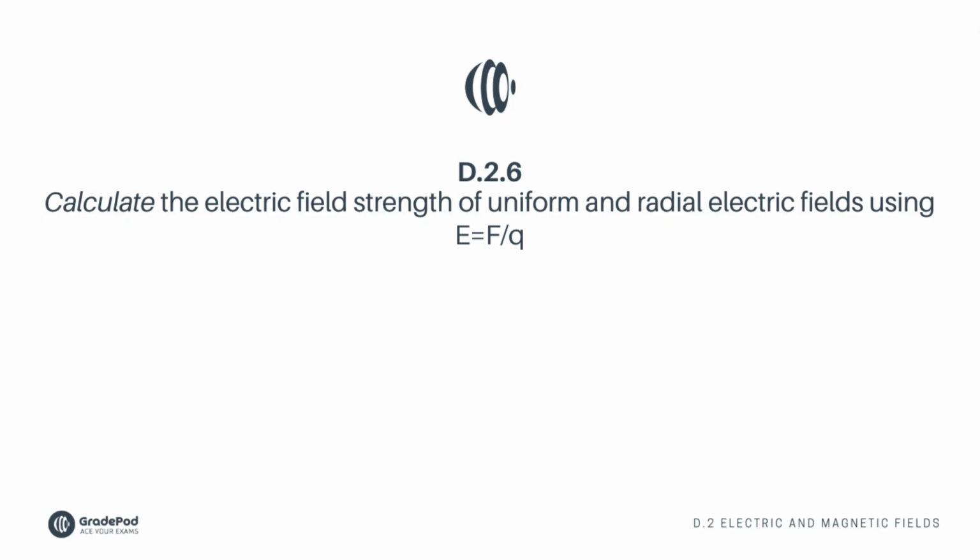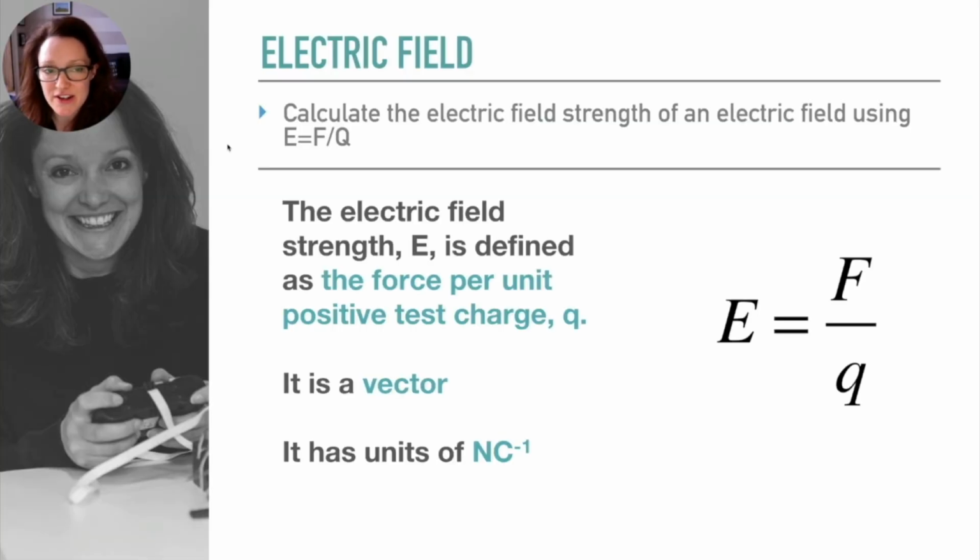Now we're going to look at the learning objective, which is to calculate the electric field strength of an electric field using E equals F over Q. Now, how is the electric field strength defined? It's defined as the force per unit positive test charge. E equals F over Q. There's a formula that you need to know for electric field strength. It's in the data booklet, but more specifically, you do need to know that definition. The definition of electric field strength has got to be at the forefront in your brain. Memorize it, okay? Electric field strength, like electric force, is also a vector.